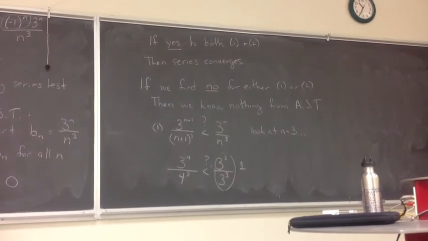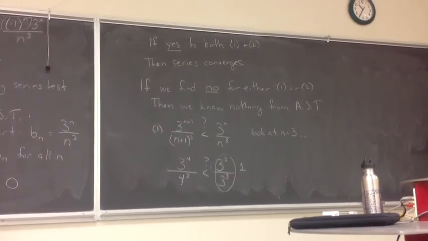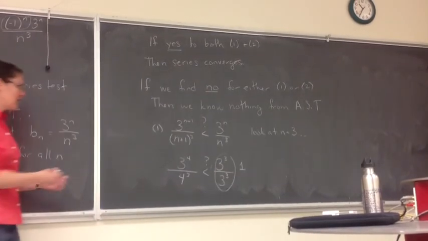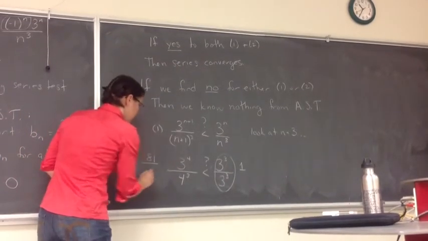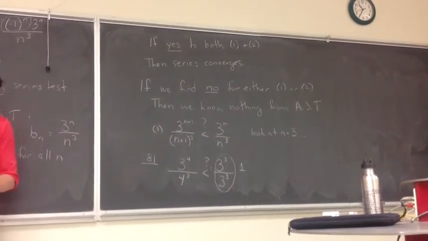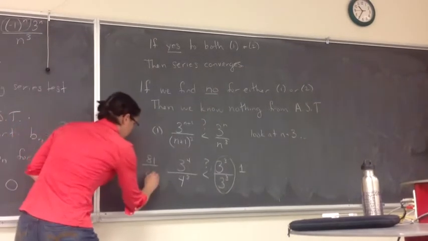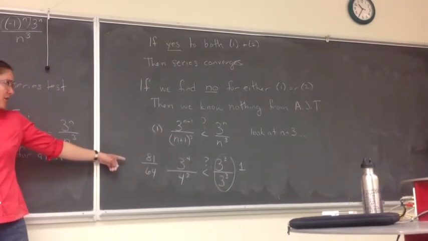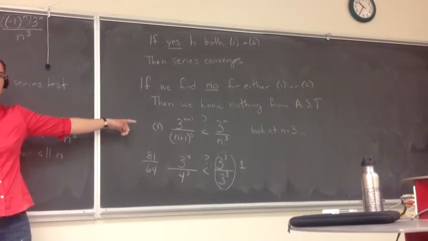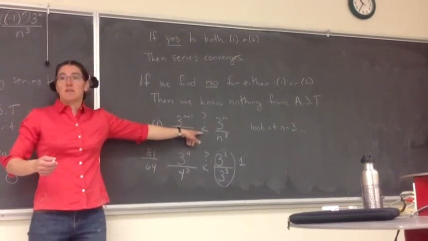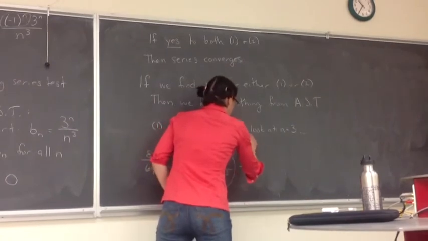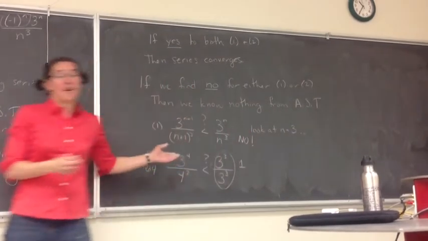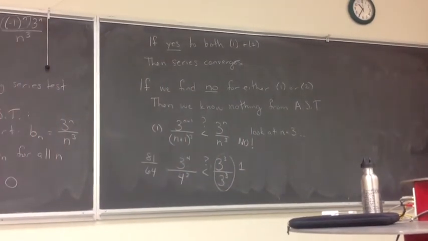What is 3 to the 4th? 81. Yeah, that's 81. What is 4 to the 3rd? 64. Yeah, so 81 over 64 is definitely bigger than 1. And so right here, even if I just look at n equals 3, this statement right here is false. And so the answer here is no, so our first line fails, and that means I can't use the alternating series test.